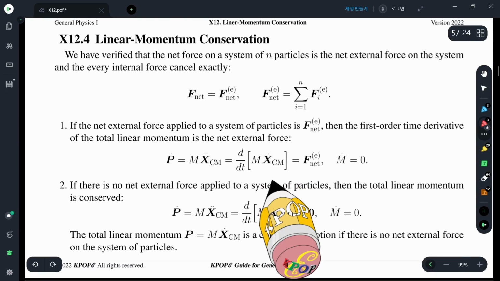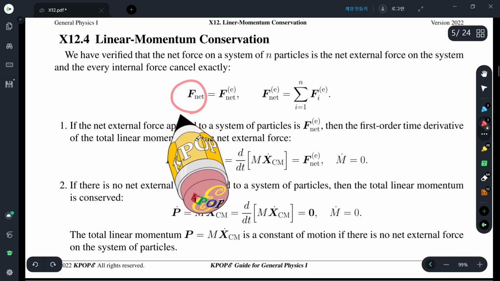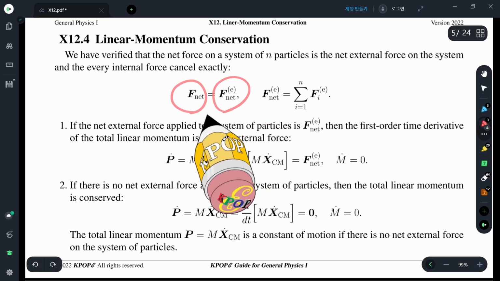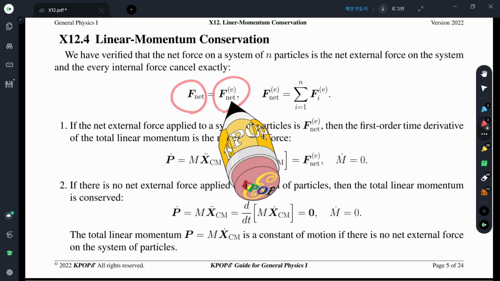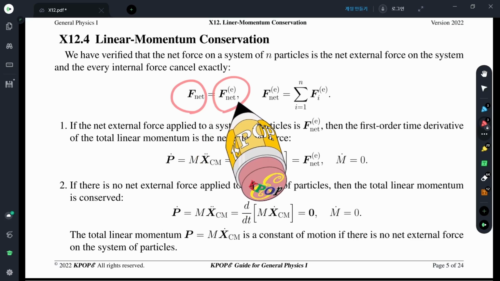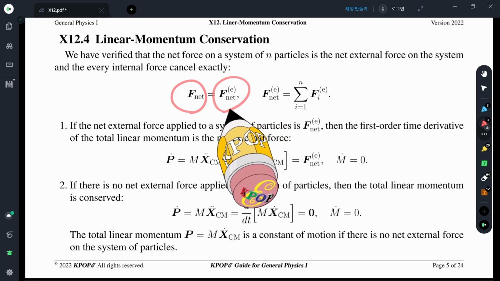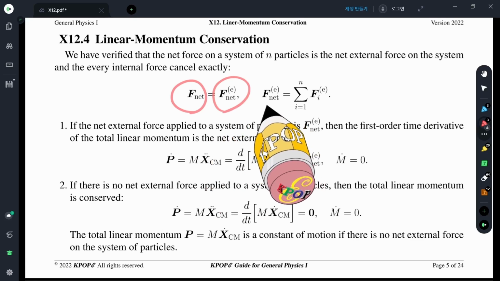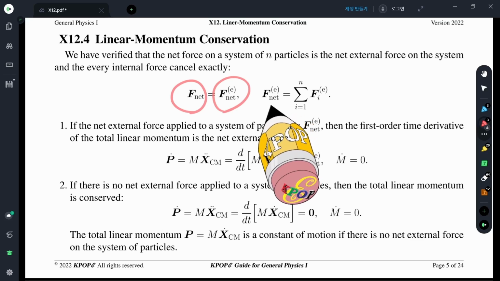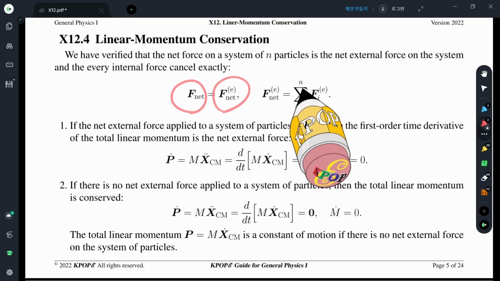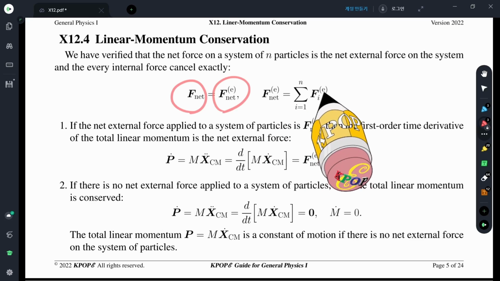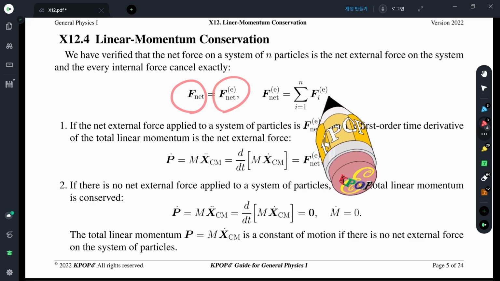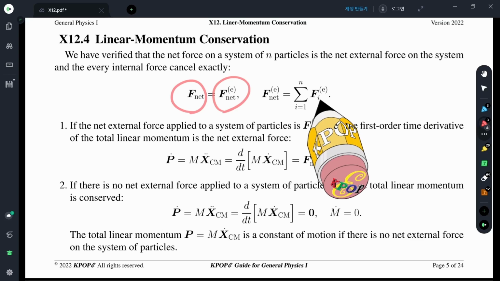Next, we consider linear momentum conservation. The net force applied to a system of n particles is now identified to be the net external force on the system of n particles. The net external force applied to the system of n particles is the algebraic sum of the net external force on every particle.